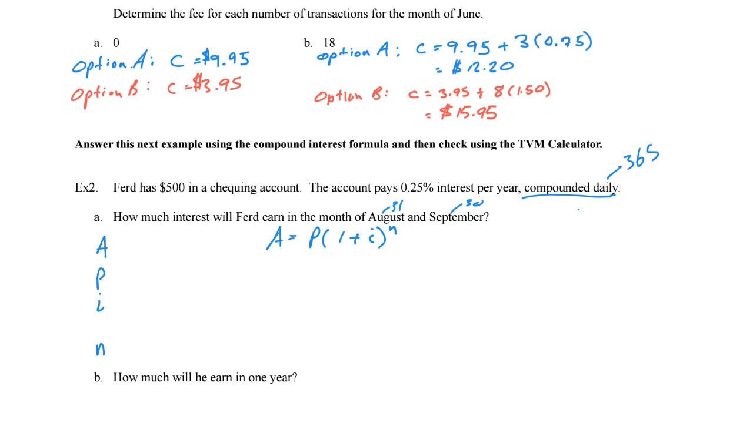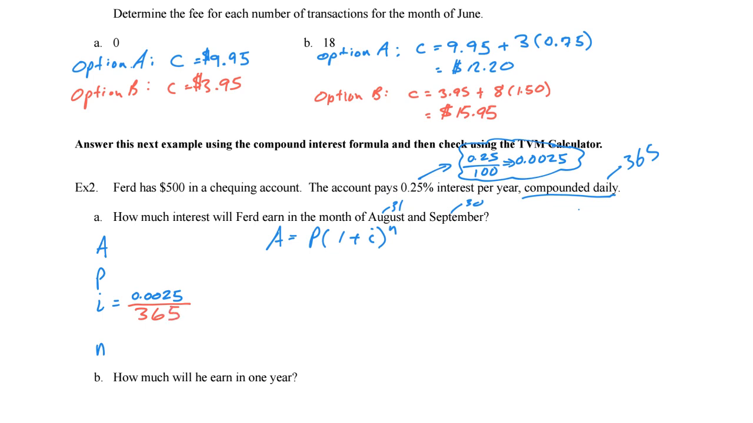Now, i is going to be, well, remember, it's 0.25%, right? So 0.25% is actually 0.0025. How do I get that? You just take 0.25 and divide by 100 to get your answer of 0.0025. That's how we get that. So if you're ever having difficulty figuring out what the decimal is going to be, just do that. So now, because we are compounding daily, we're going to divide this by 365.